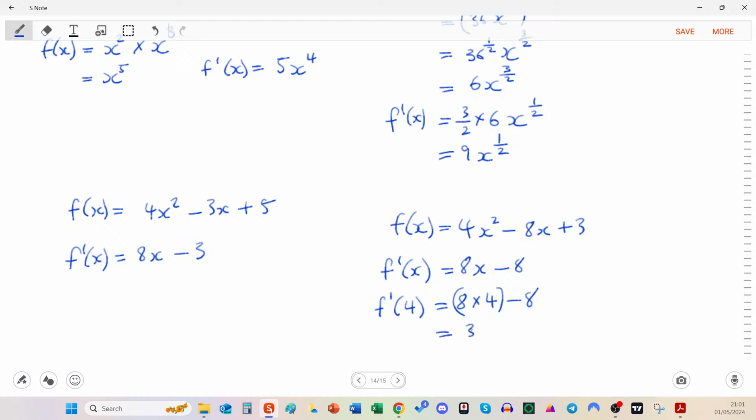So we end up with 32, take away 8, which is 24. That's quite a big gradient. But when x equals 4, the gradient f dashed of x equals 24. And that's really steep, isn't it? It's like that. But that's how it works. You can substitute a value of x into the gradient function and find the steepness at that point. That's the purpose of differentiation, for one simple purpose anyway.